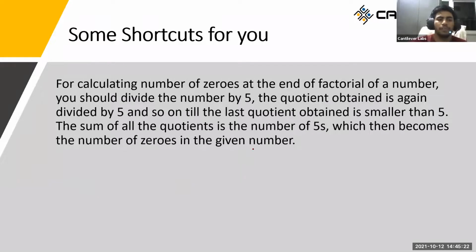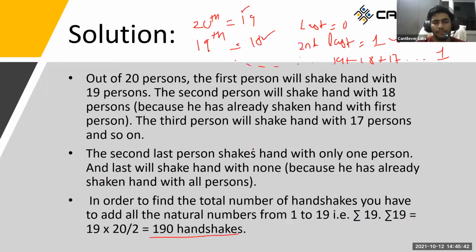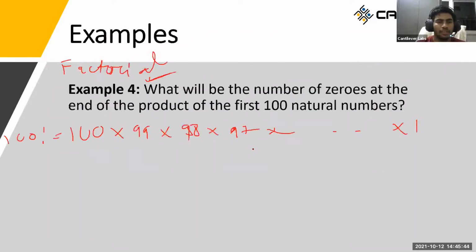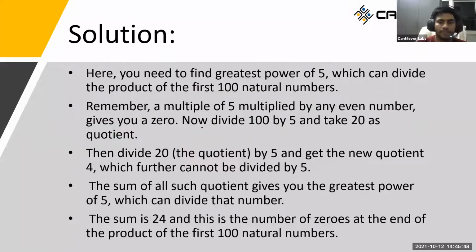So next, moving on. This is something we have seen for calculating the number of zeros at the end of a factorial. You should divide the number by 5, and the quotient obtained should again be divided by 5. This should be done until the quotient is not divisible by 5. Then you can sum all the quotients. We have solved this question, 100, and we got 24.